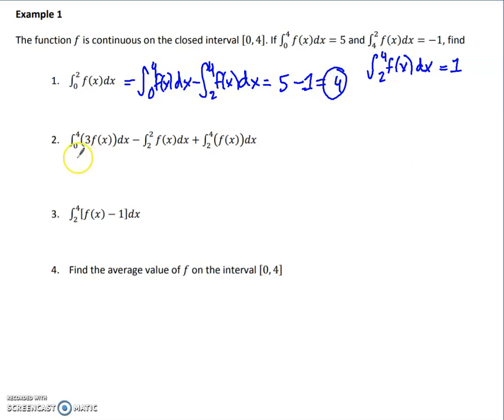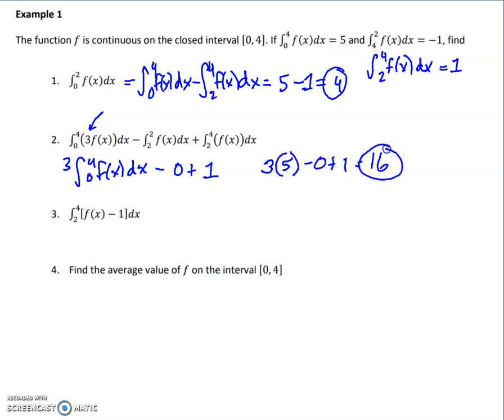Okay, for this one here, I would absolutely bring out the 3. So I have 3 from 0 to 4, f of x dx. Anything that doesn't actually have a width, like this is 2 to 2, we know that's going to be 0. And then last but not least, I've got 2 to 4. I already flipped that, so instead of being a -1, it's a 1. So that part's 1, and this we already know from up here, so we really have 3 times 5 minus 0 plus 1, so we have 16.